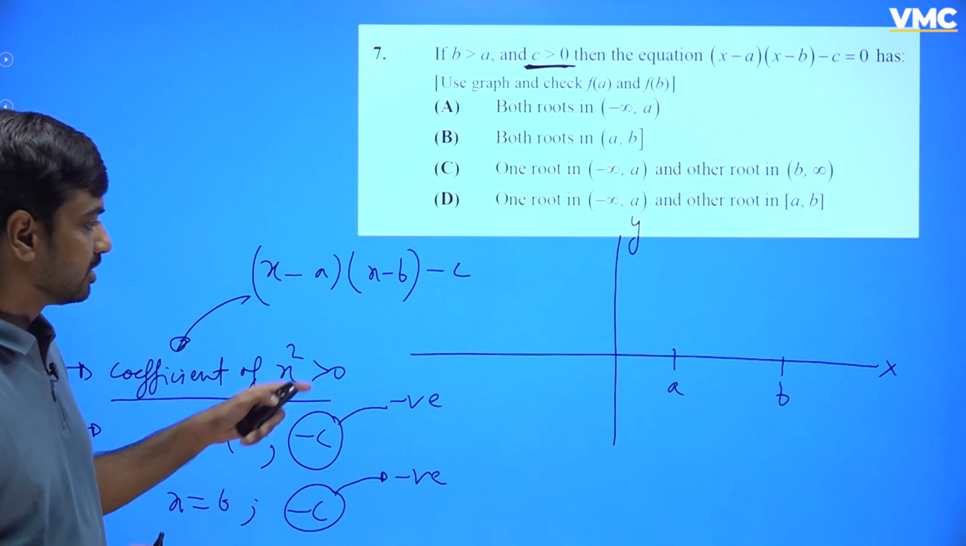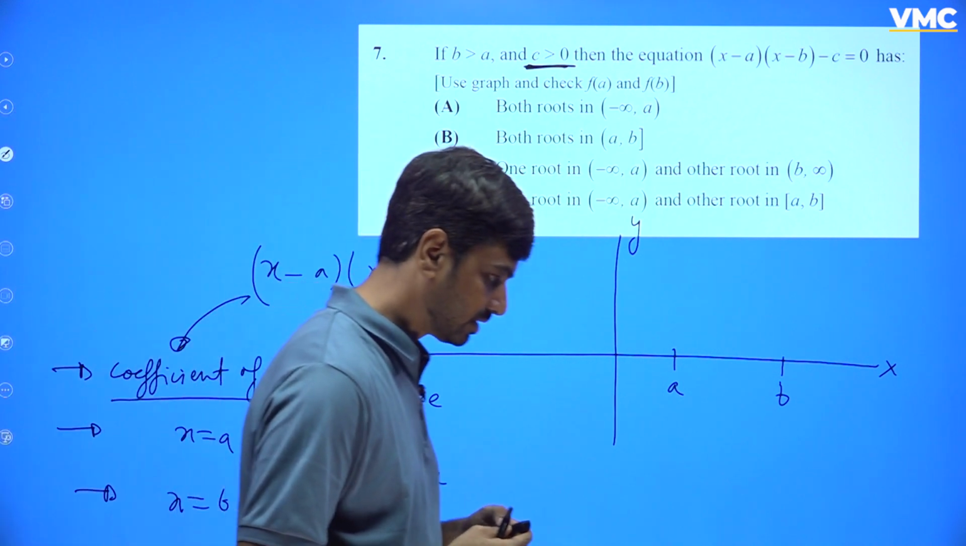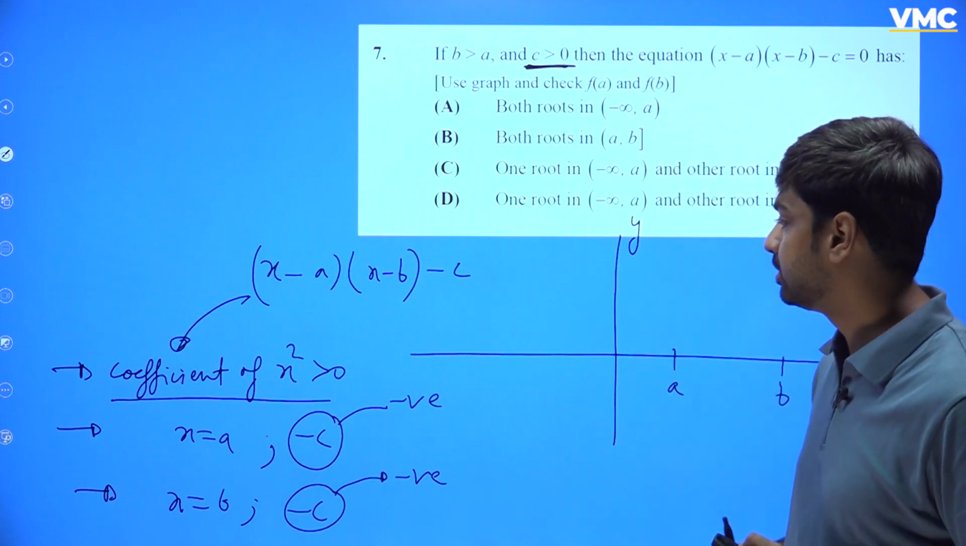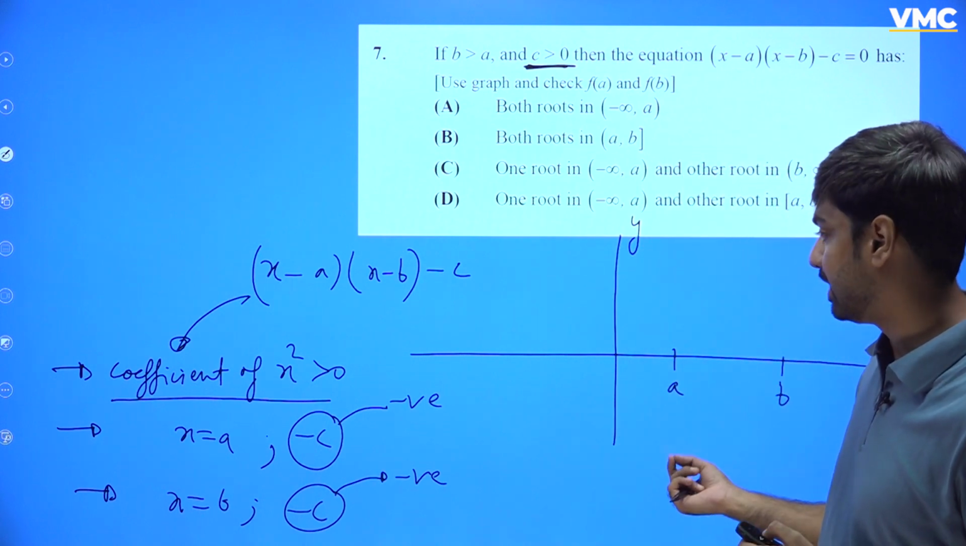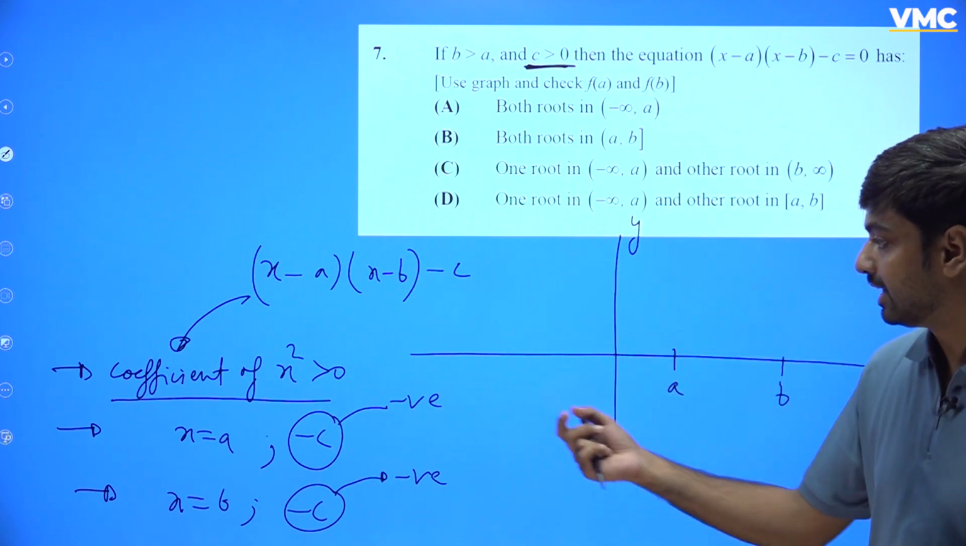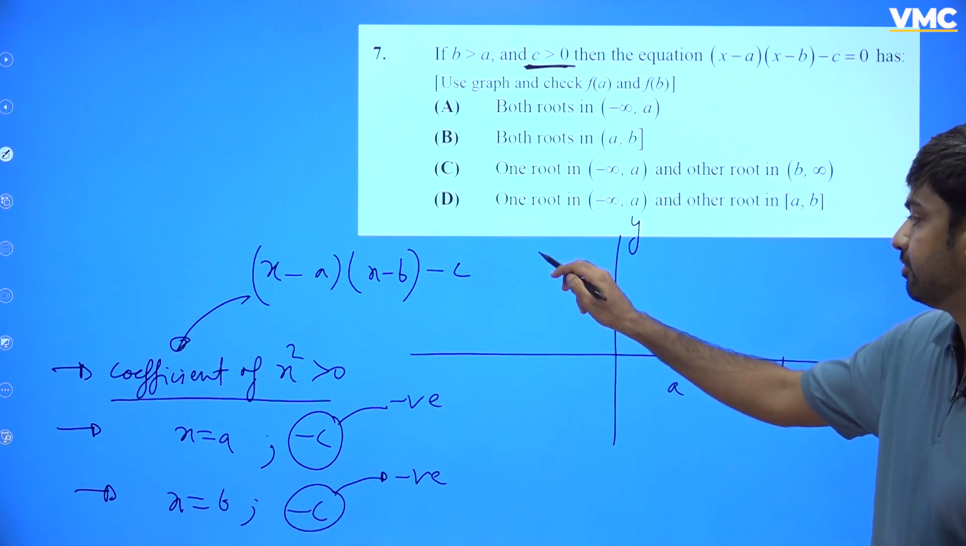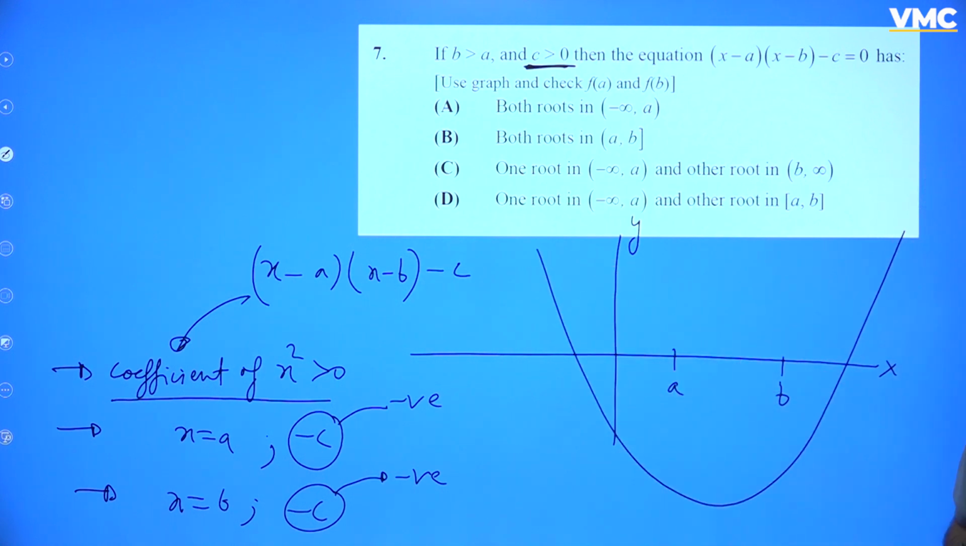So the coefficient of x square is also positive. Using these 3 pieces of information, the only possible graph is this. So at x equal to a, the y coordinate has to be negative. At x equal to b also, the y coordinate has to be negative. So the only possible graph we can draw is like this.